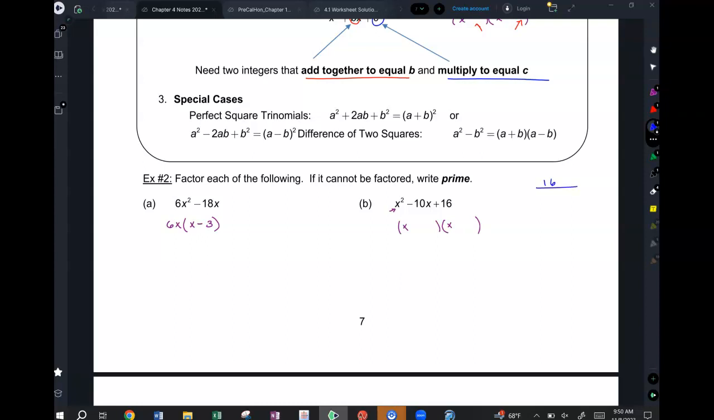So what are some ways that I can multiply two numbers and get 16? 8 and 2, but also negative 8 and negative 2. And then also 4 and 4, but also negative 4 and negative 4. And then there's also 1 and 16 and negative 1 and negative 16. So which of these multiply to 16 and add to negative 10? Negative 8 and negative 2. So this becomes x minus 8, x minus 2, and then I'm done.